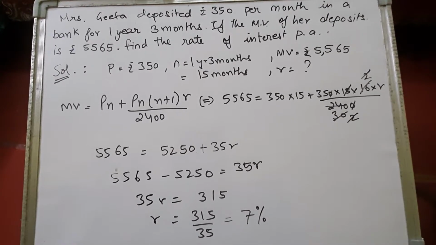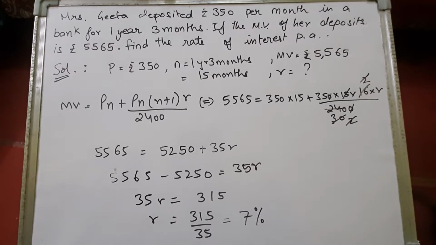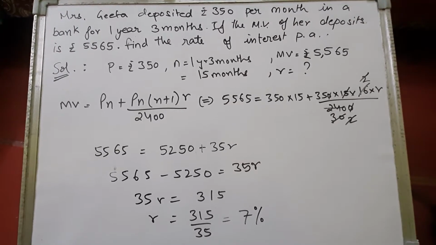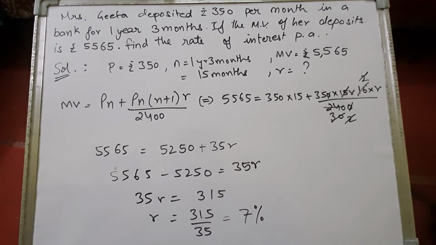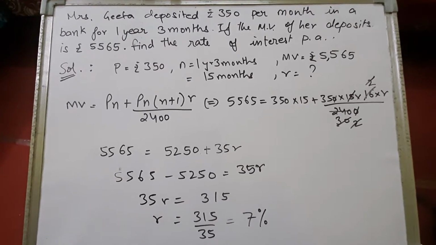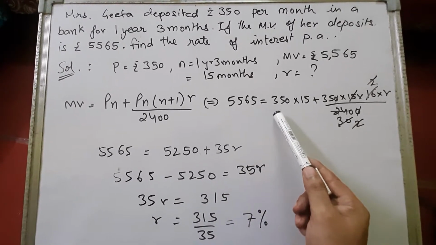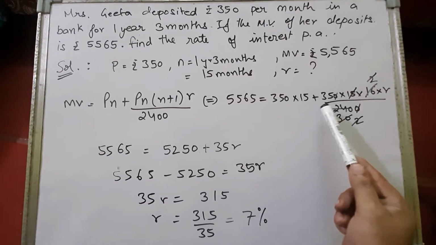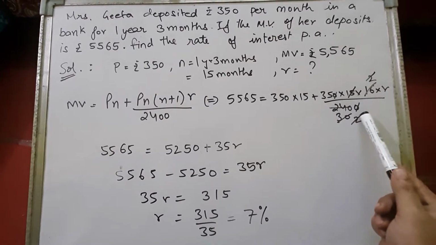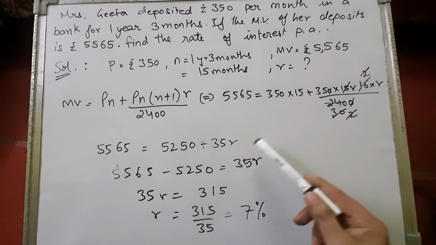Now we have to calculate the rate of interest given by the bank. The formula for maturity value, children, is Pn plus Pn(n plus 1) into r upon 2400. When we substitute the values: maturity value is 5565, P is 350, n is 15. Similarly, 350 into 15 into (15 plus 1), which is 16, into r upon 2400. When we cancel out and simplify, we get 35r here only.